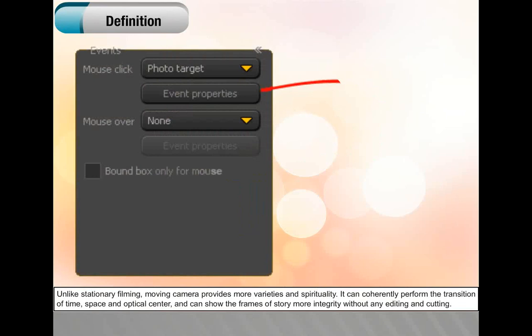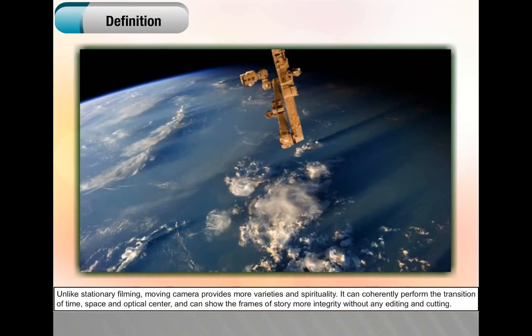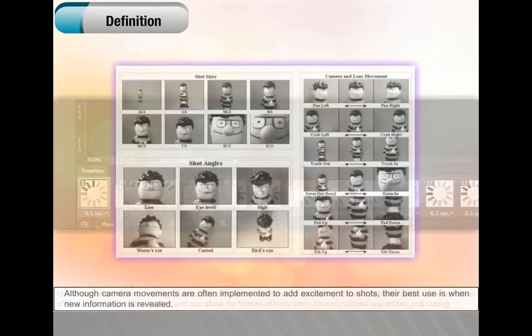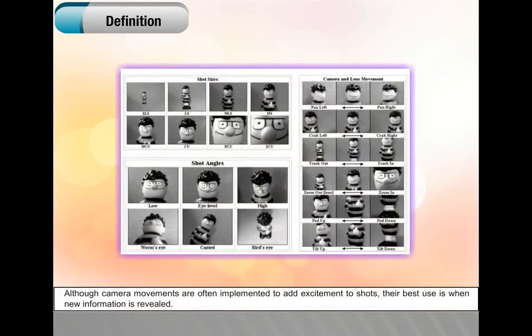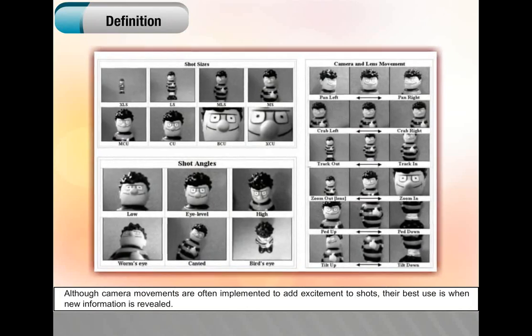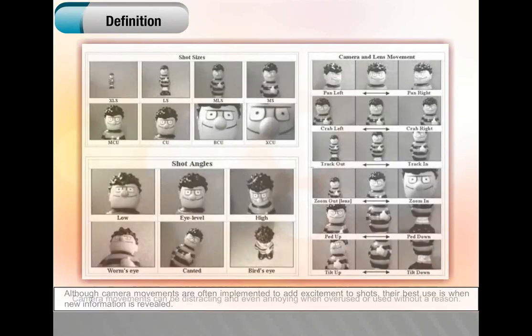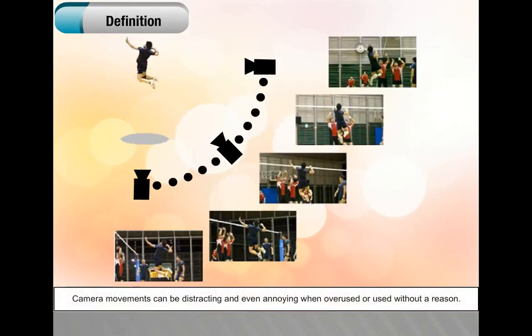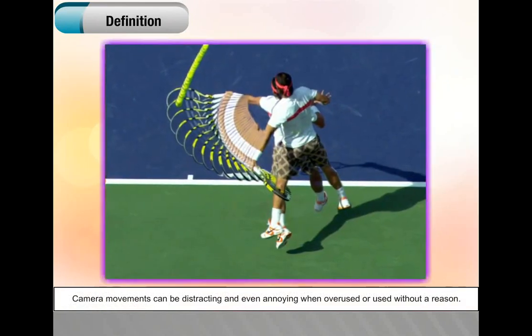It can coherently perform the transition of time, space, and optical center and can show the frames of story more integrally without any editing and cutting. Although camera movements are often implemented to add excitement to shots, their best use is when new information is revealed. Camera movements can be distracting and even annoying when overused or used without a reason.